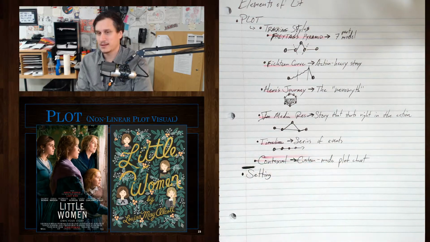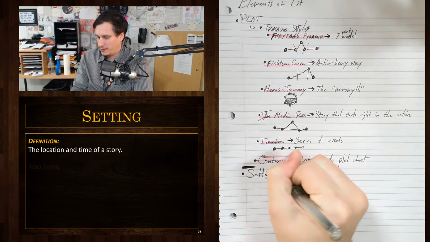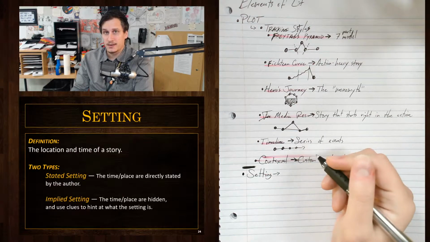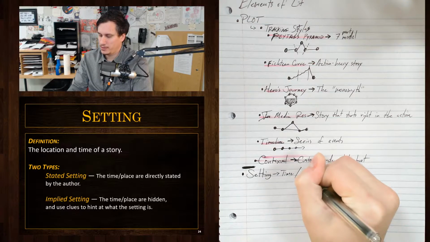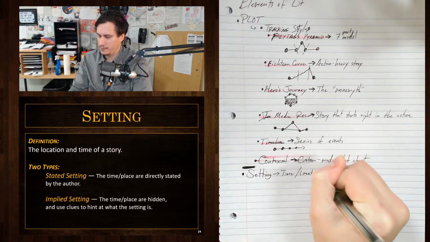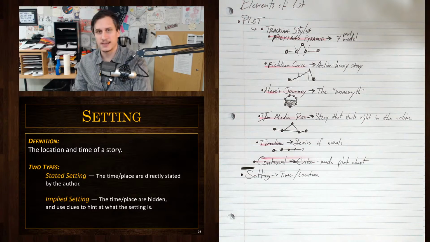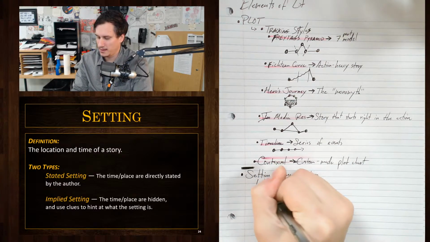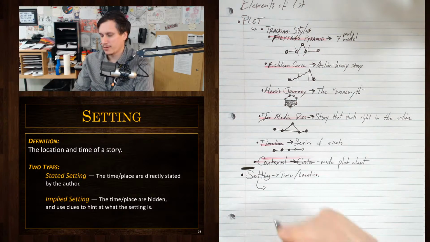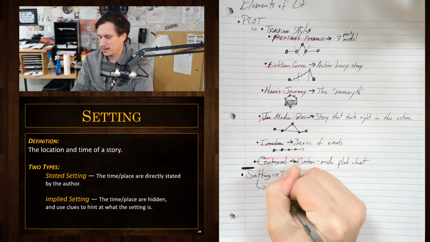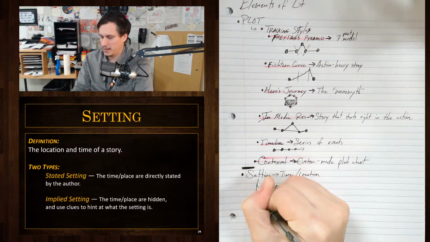Setting is a piece of cake. Right here on my PowerPoint, I have a really, really basic definition for you. Setting is going to be the time and place of the story. So, time/location. That's it. You're done. It's just that easy. I'm just kidding. There are actually two different kinds of setting that you're going to find within a modern story. That is a stated setting, and you're also going to have an implied setting.